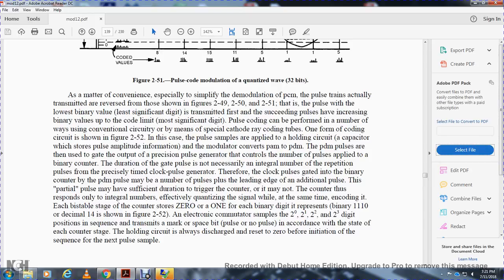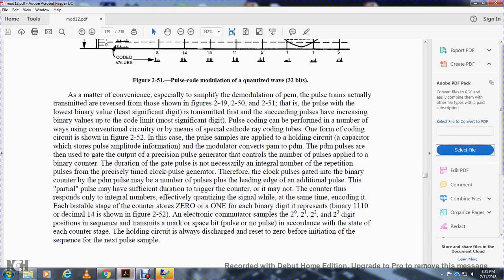The modulator converts the pulse amplitude modulation to pulse duration modulation. The pulse duration modulation must then gate the output of the precision pulse generator, with control of the number of pulses applied to the binary counter. The duration of the gate pulse is not necessarily an integral number of repetitions of the precisely timed clock pulse generated.